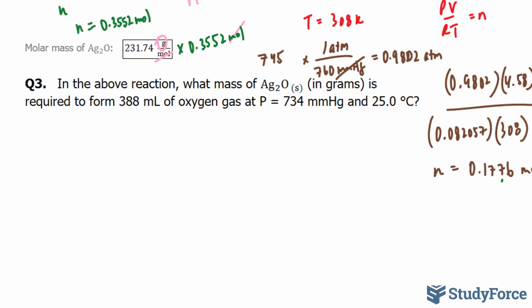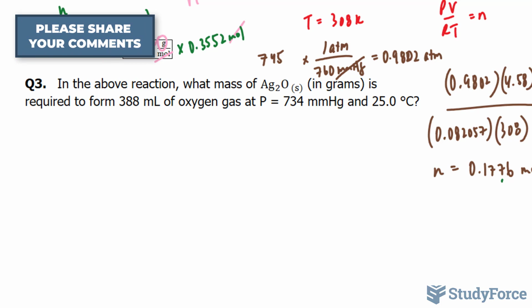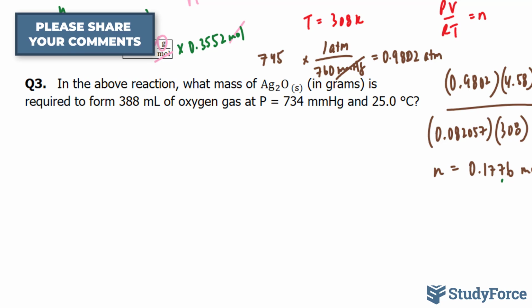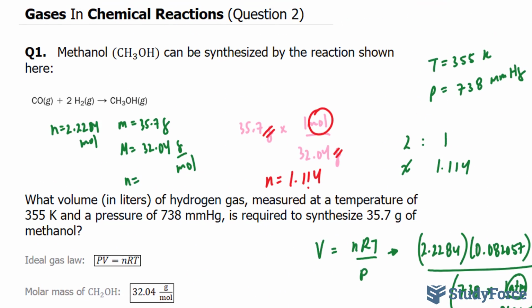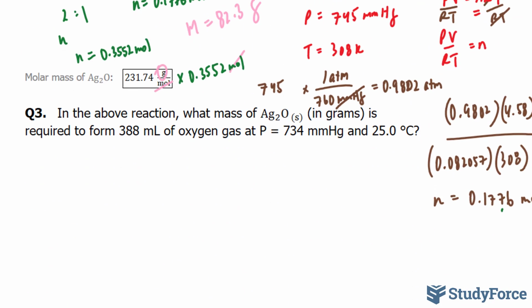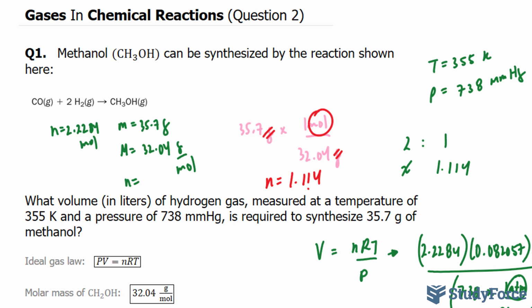In question 3, they ask, in the above reaction, what mass of silver oxide in grams is required to form 388 milliliters of oxygen gas at a pressure of 734 millimeters of mercury and at a temperature of 25 degrees Celsius. We did a very similar problem to this in question number 1, so I'm going to leave this one to you. If you have any questions about it, feel free to use our website for more assistance. And that is how to calculate volume and mass of gases in chemical reactions.